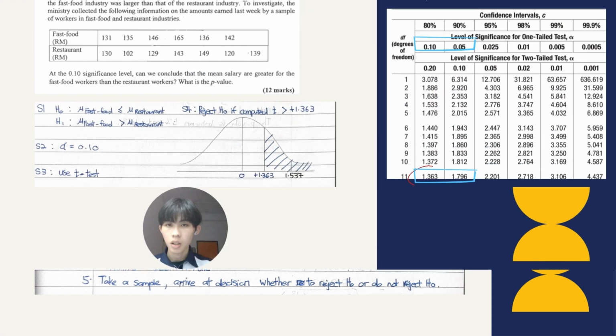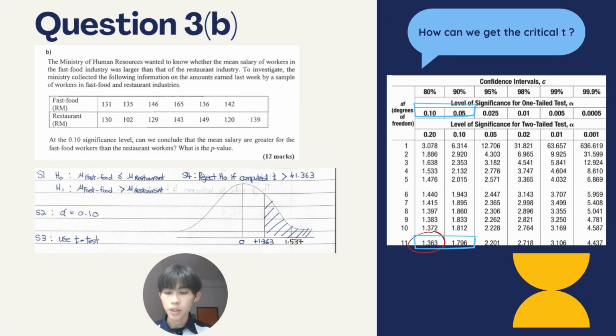For question 3b, the first step we need to do is state H0 and H1. Since the question asks whether we can conclude that the mean salary of the fast food workers is greater than that of the restaurant workers, our H1 is mu of fast food greater than mu of restaurant. On the other hand, H0 must be mu of the fast food workers less than or equal to mu of the restaurant workers.